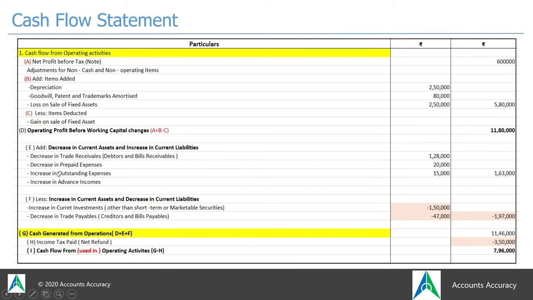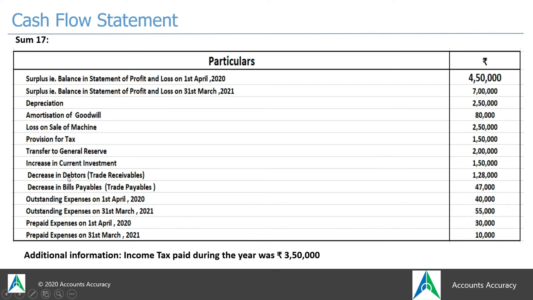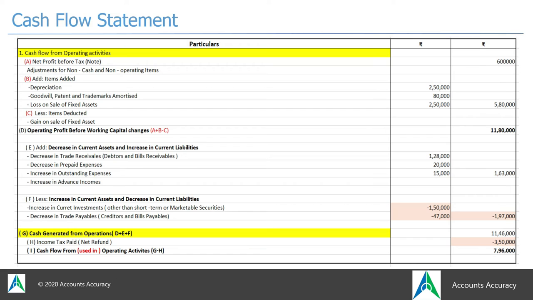Here we will add the two items of decrease in current assets, that is trade receivable and prepaid expenses, 1,28,000 and 20,000. Then we have another item of current liability which is increasing, that is outstanding expenses, because in the previous year 2020 it is 40,000 and in the current year it is 55,000. So from 40,000 it has increased to 55,000. There is an increase of 15,000 in outstanding expenses, which is a current liability. So it needs to be added. The total of 1,28,000, 20,000 and 15,000 will come out to 1,63,000. Now this 1,63,000 will be added to 11,80,000.